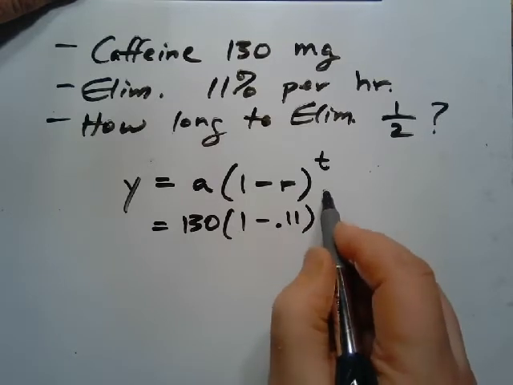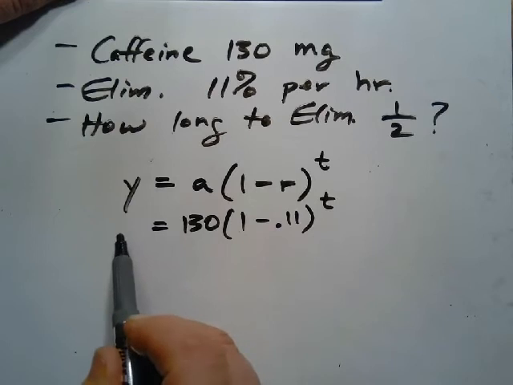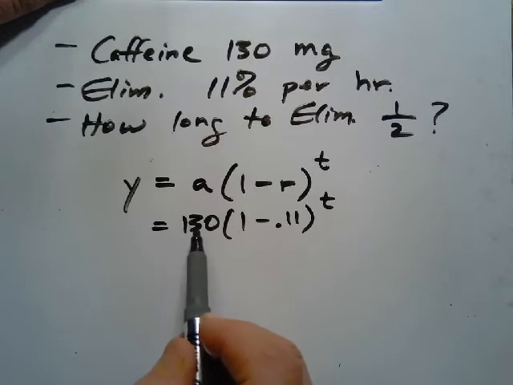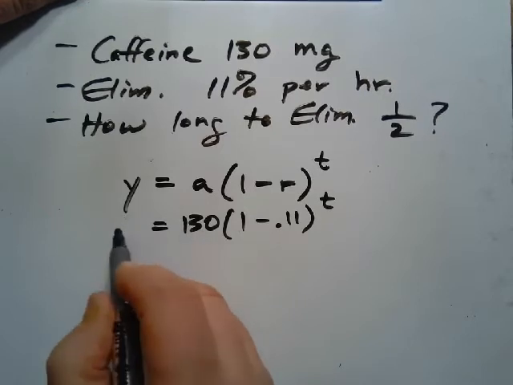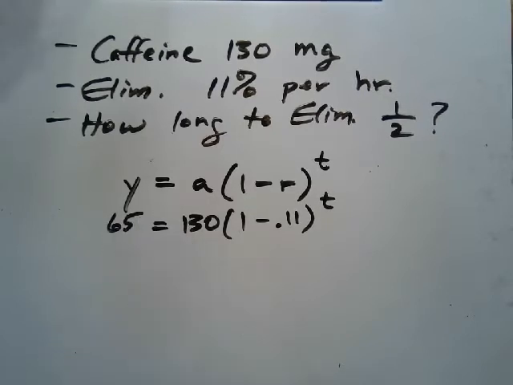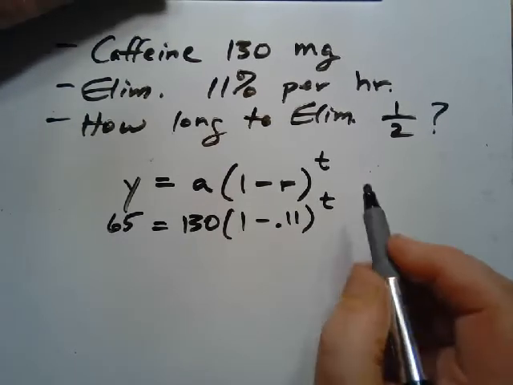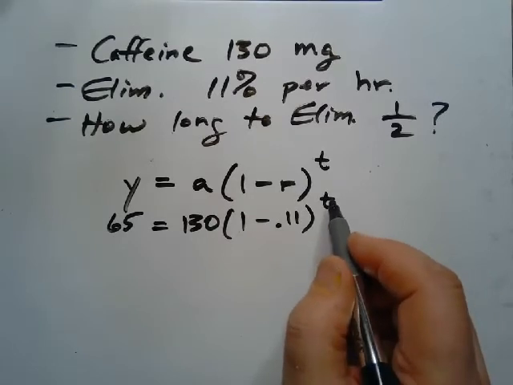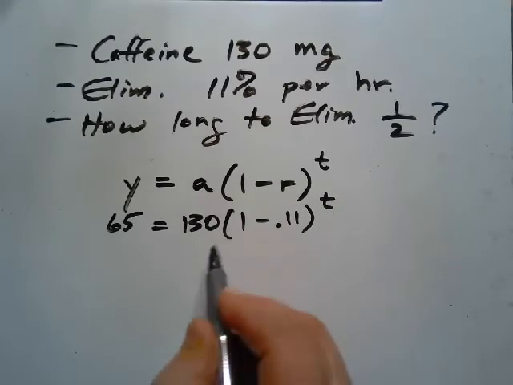We don't know how long, that's t. And the number out here has to be half of the original amount. So we'll just have to do the arithmetic on the side and say, oh, that's got to be 65. Half of 130 is 65. Now, if we're going to solve this, because it has the variable up in the exponent, we're going to have to use logs to solve this.